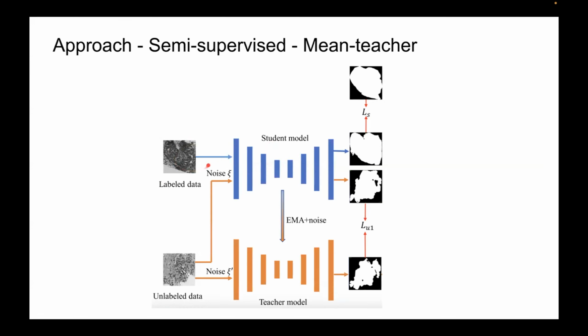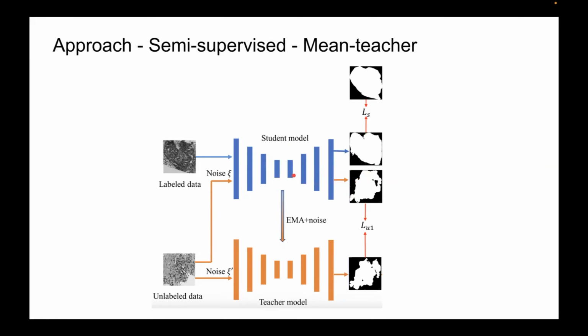We pass the labeled data through the student model, as well as the unlabeled data. It is employed with two different kinds of noise and passed through the teacher model and the student model. The idea is that the gradients do not pass through the teacher model; it is updated from the student model. We pass a weakly augmented image through the teacher model, such that it gives us a stronger pseudo label for the student model for unlabeled data.